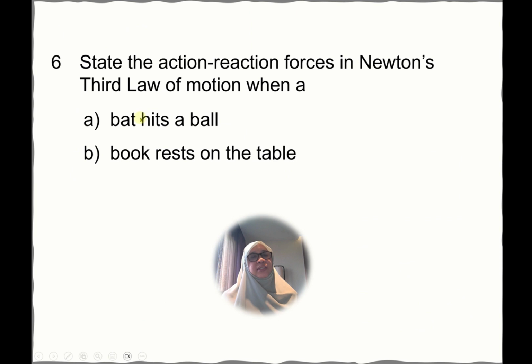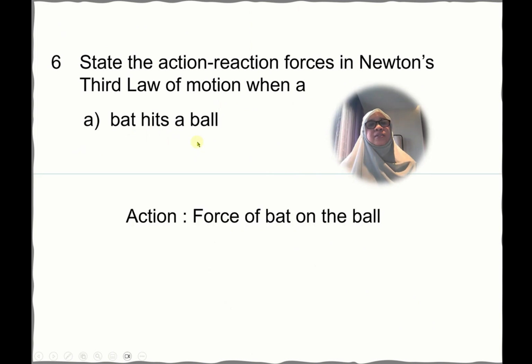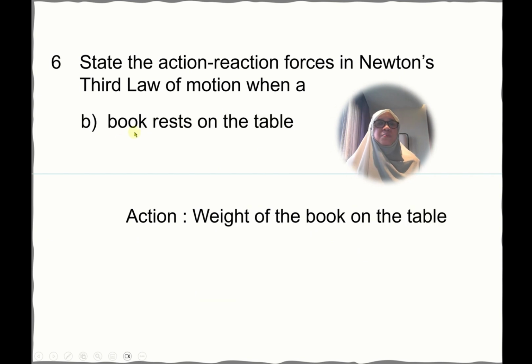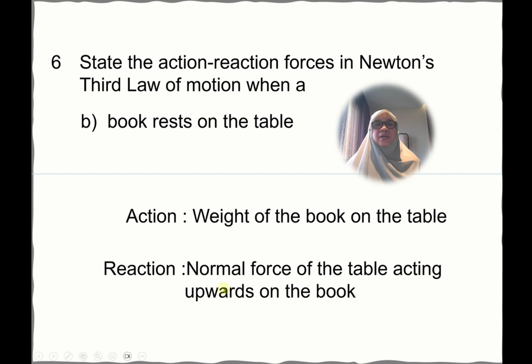Okay, so now we go to question 6. State the action-reaction forces in Newton's third law of motion when a bat hits a ball and when a book rests on the table. For the bat hitting a ball, the action force is the force of the bat on the ball, and the reaction is the force of the ball on the bat. Then for question B, a book resting on the table: from Newton's third law, the action force is the weight of the book on the table, and the reaction force is the normal force of the table acting upwards on the book. Okay, so this is the answer for question 6.